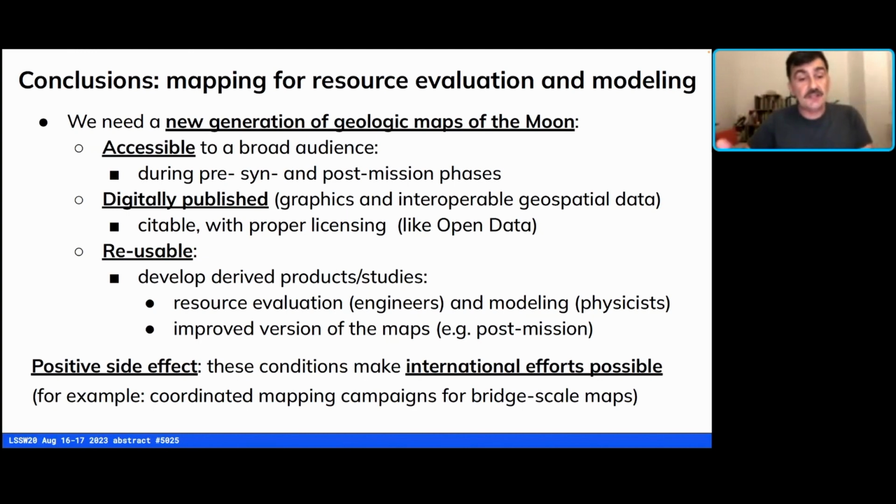Reusable data means that we can use geologic maps to make derivative products like resource evaluation with engineers. Or, for example, we can produce 3D models of the seismic response of the moon or thermal behavior with physicists and mathematicians. And in turn, the reusability of geologic maps implies also that once we have more knowledge of an area, we can improve the geologic map of the same area starting from the previous version of the map. All these conditions have a positive side effect: technically, they make some international efforts possible, like, for example, coordinated mapping campaigns or something that shares the workload and avoids reinventing the wheel in this challenging exploration of the moon.